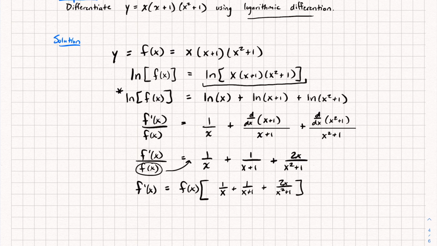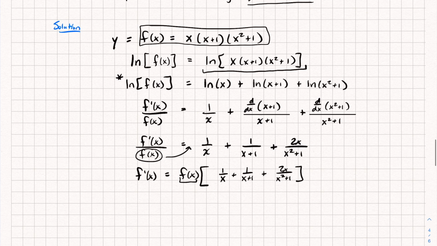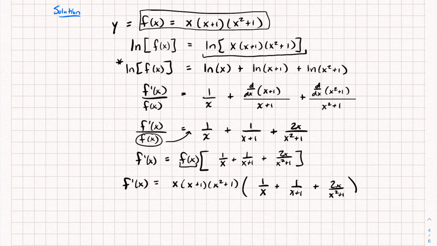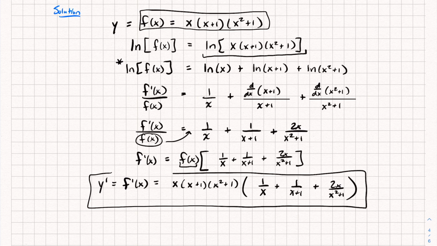Well, what is f of x? Well, f of x is the original problem. So I'm going to replace that f of x there with the original function. And I get that the derivative is equal to x times x plus 1 times x squared plus 1 times 1 over x plus 1 over x plus 1 plus 2x over x squared plus 1. And I'm done, because f prime is the derivative. It's y prime, which is what I was tasked with finding. We have now found it.